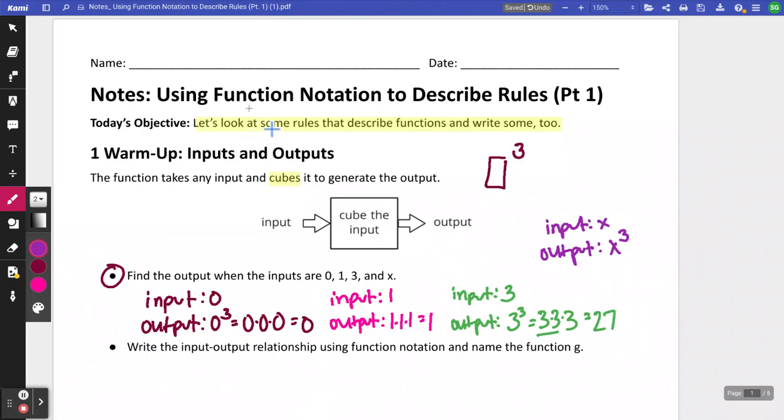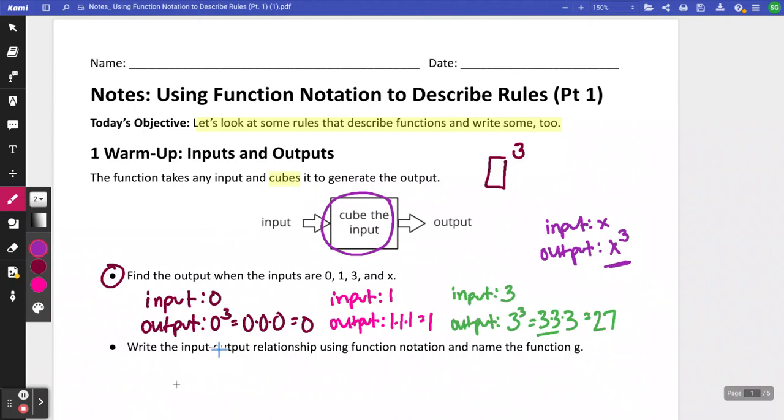When we say we're looking at some rules that describe functions and writing them, the rule here is this idea of cubing whatever you put into the function, and writing that rule is going to look like this right here. Instead of all these specific examples, we can make a general description of our function by just saying the function is x cubed.